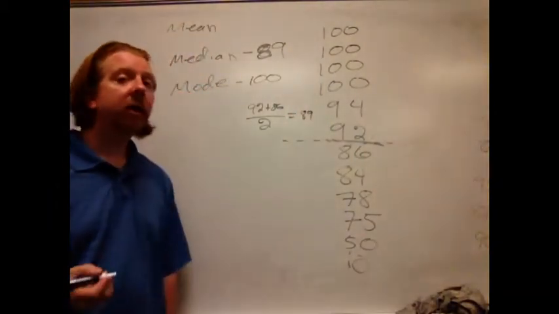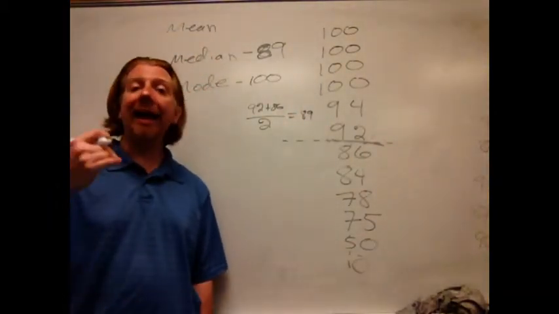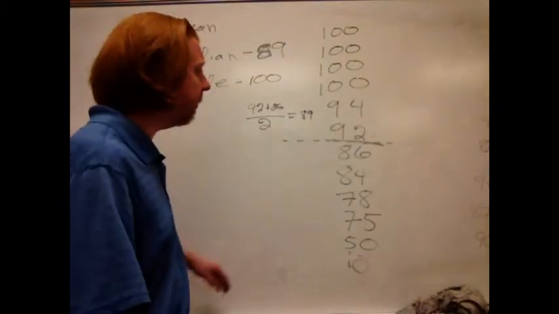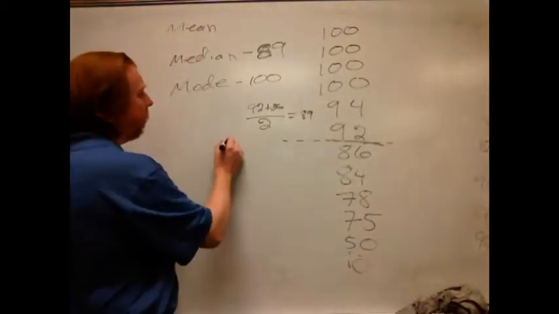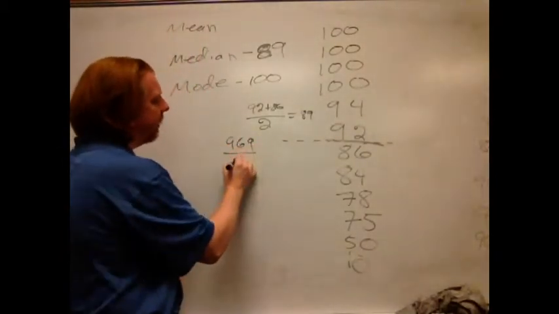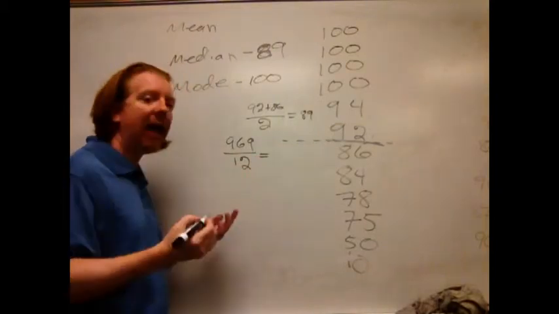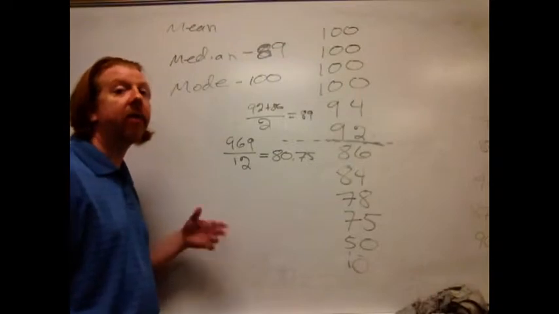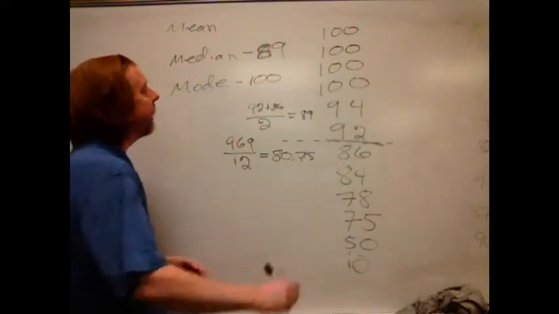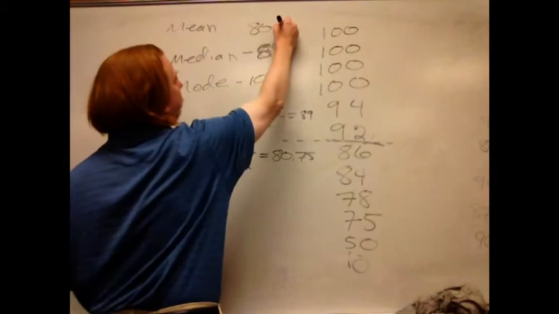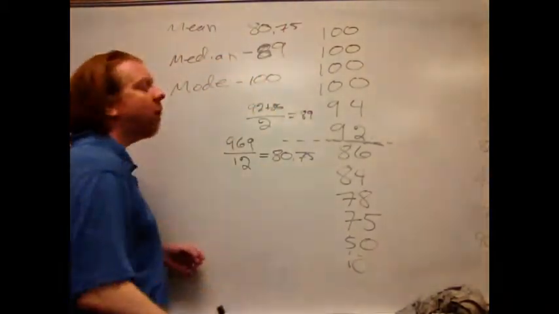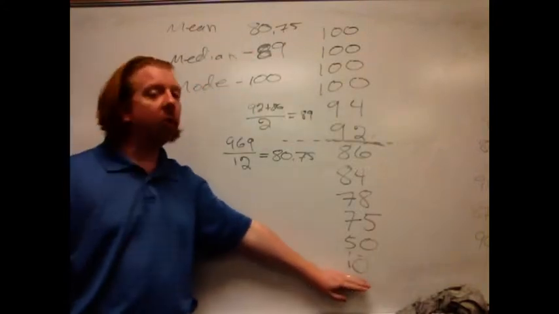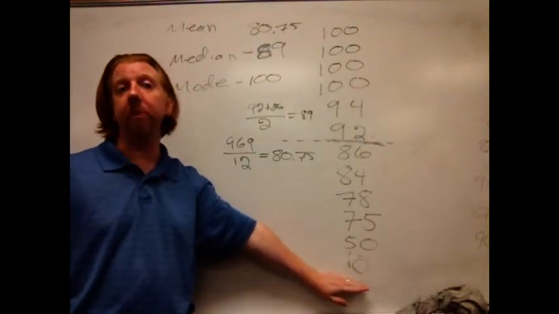Now the mean is the classic average. Add up all of your data and divide it by the number of data points. In this case, if I add up all of these values, I get a total of 969 divided by 12 gives me an average of 80.75. That would be the mean for this collection of data. Now you'll notice it's substantially lower than the median. Part of that is owed to the fact that I had this 10 down here at the bottom.